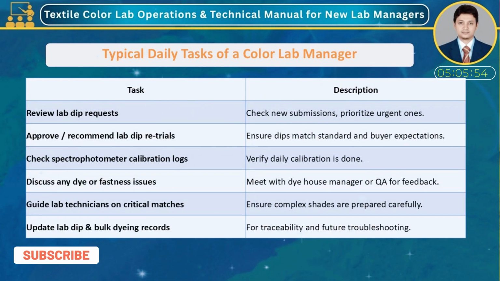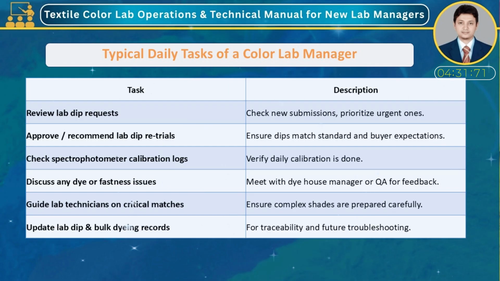Typical daily tasks of a color lab manager. At the start of the day, the lab manager reviews all new lab dip requests, checks incoming submissions, and prioritizes urgent or buyer-critical shades. Next, they approve lab dips or recommend retrials, ensuring that each dip matches the approved standard and meets buyer expectations. The lab manager also checks spectrophotometer calibration logs to confirm that daily calibration has been completed correctly, which is essential for accurate color measurement.